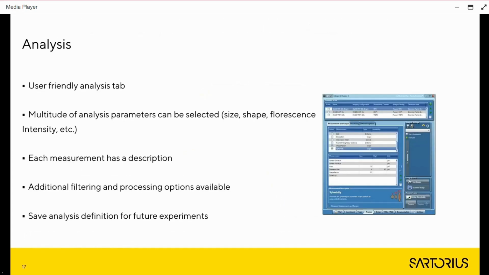After completion of the scan, we can move forward to analysis. The user-friendly analysis tab allows us to quickly generate analyses for each individual channel. We can select a multitude of different analysis parameters for characterization of your cells, for example, size, shape, sphericity, fluorescence intensity, and many more. Each measurement comes with a description so that we can easily understand what each number really means. It also helps when additional filtering and processing is needed. Once the analysis definition is created, we can save it and use it for our next experiment.